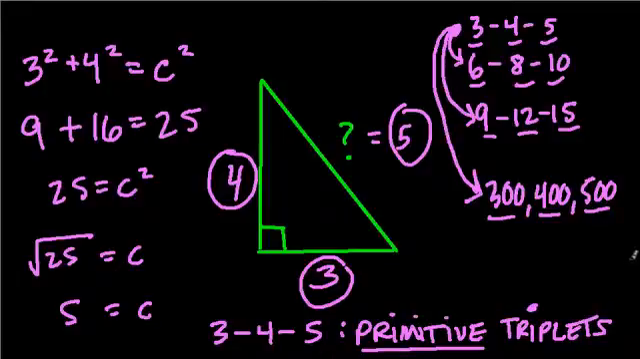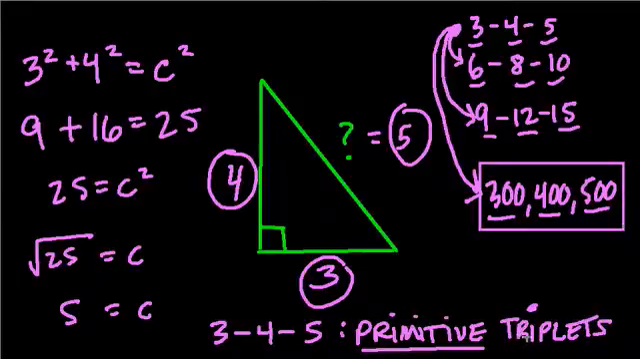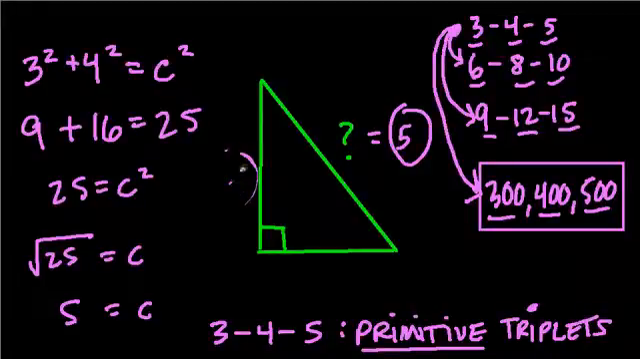Now, how can I use this to my advantage? Well, there are many ways. But if I gave you a triangle that was 300 by 400, and then I asked you for the other side, there's a couple of ways to go about it. You could use the Pythagorean theorem to solve, or you can try and recognize if it goes back to a basic triplet. Because then, if you can do that, you can use what you know about the triplet to solve the question. Let me show you what I mean.